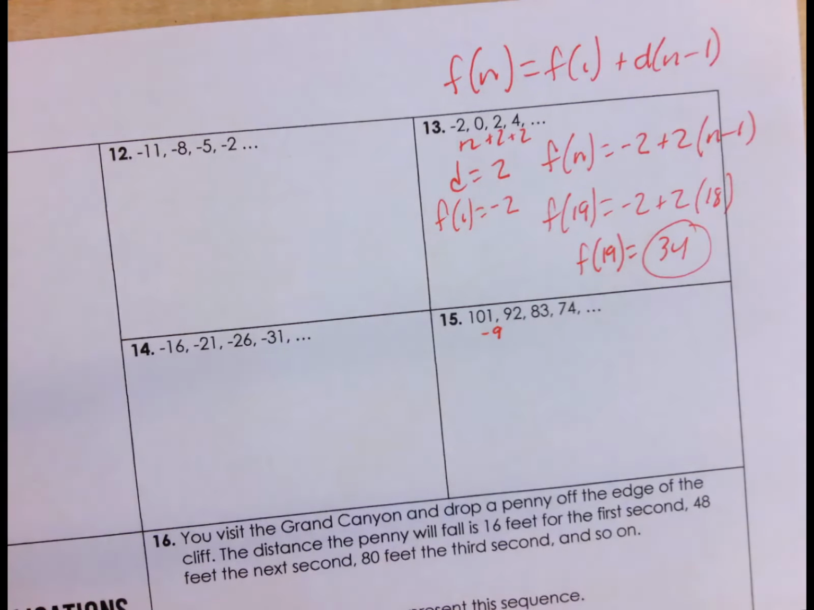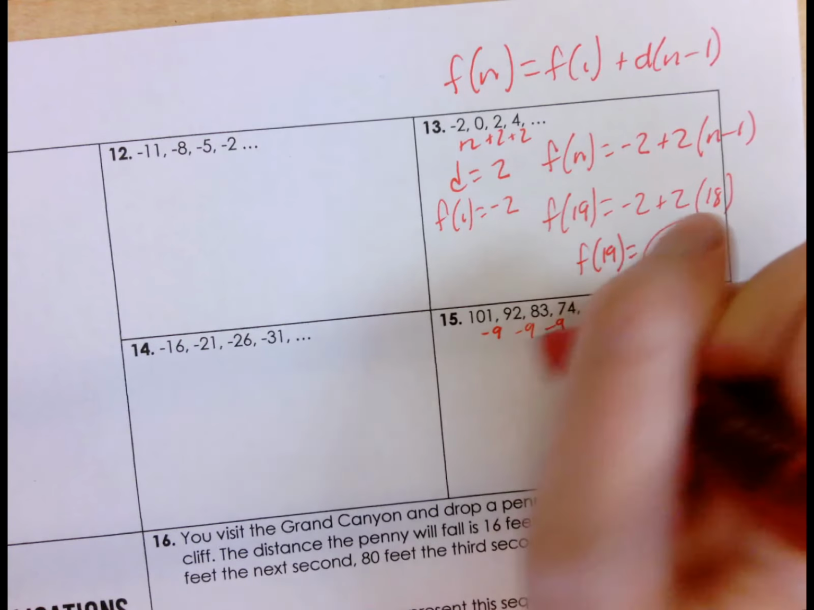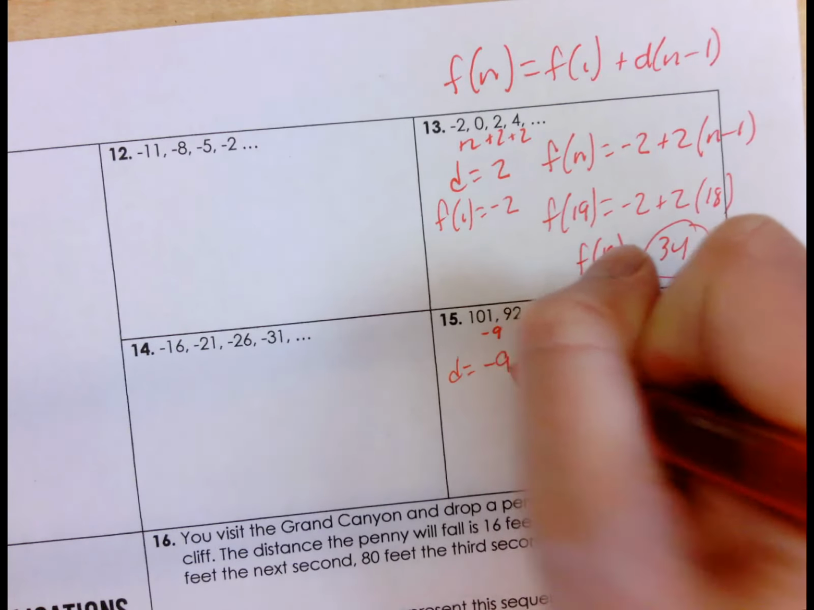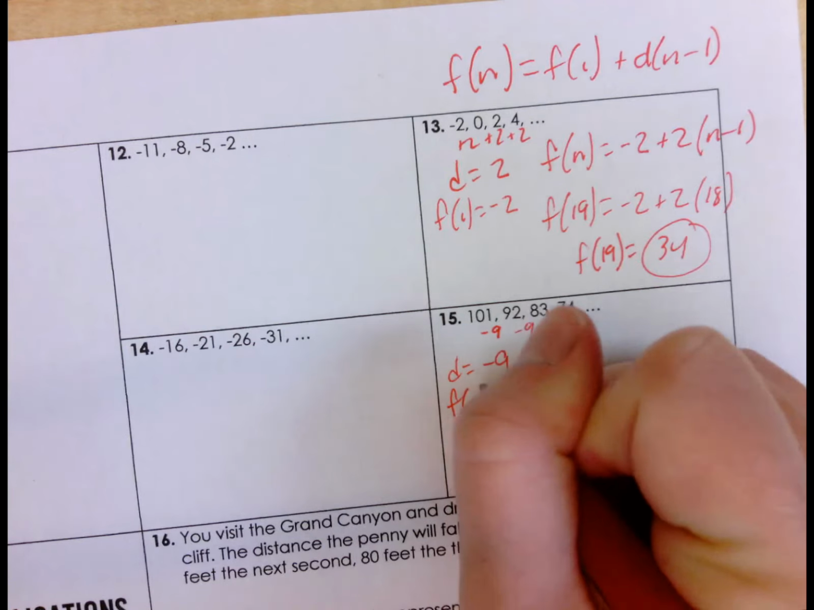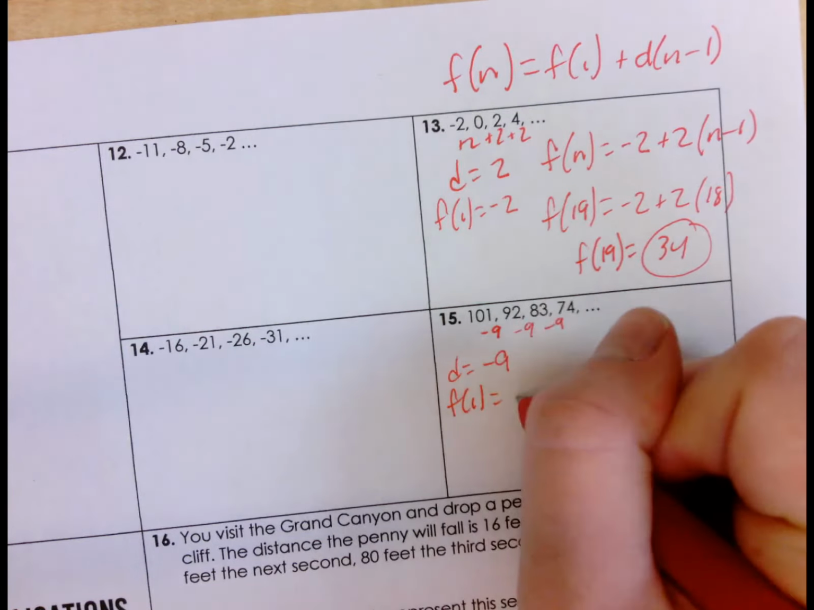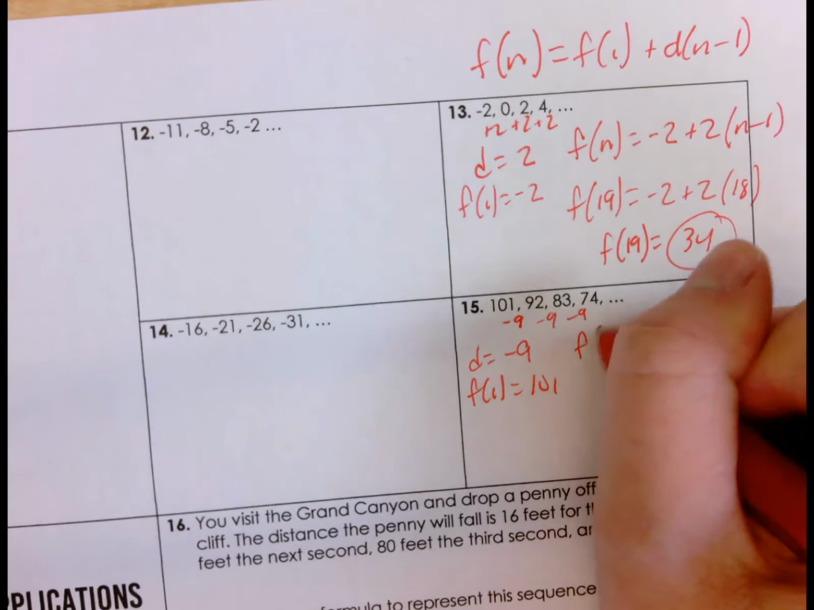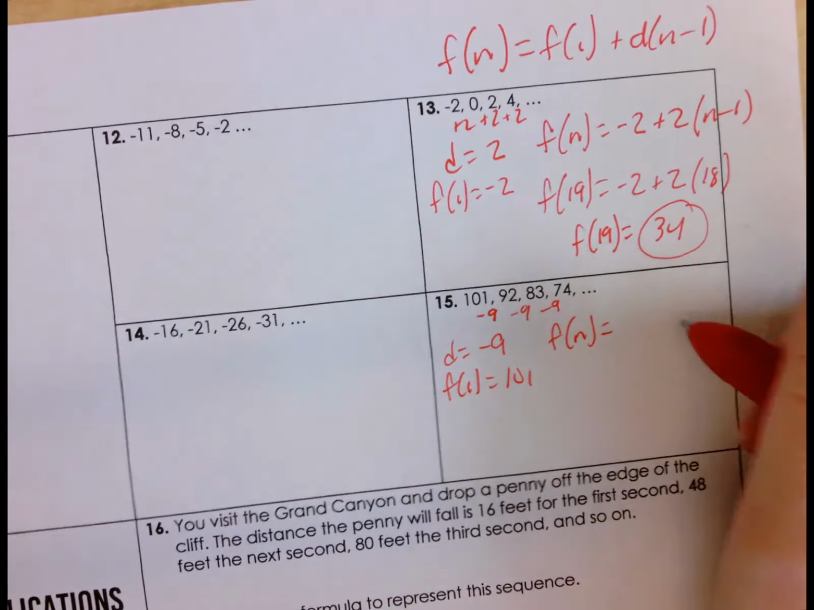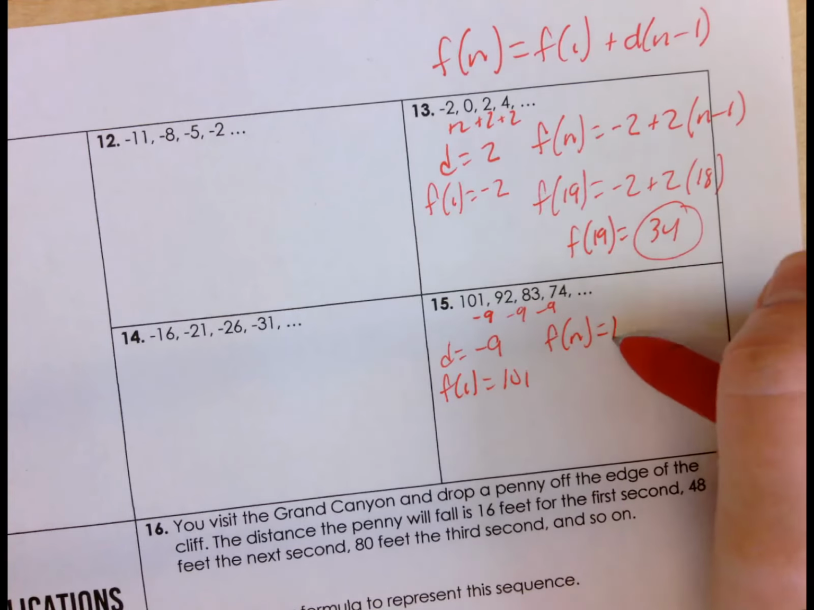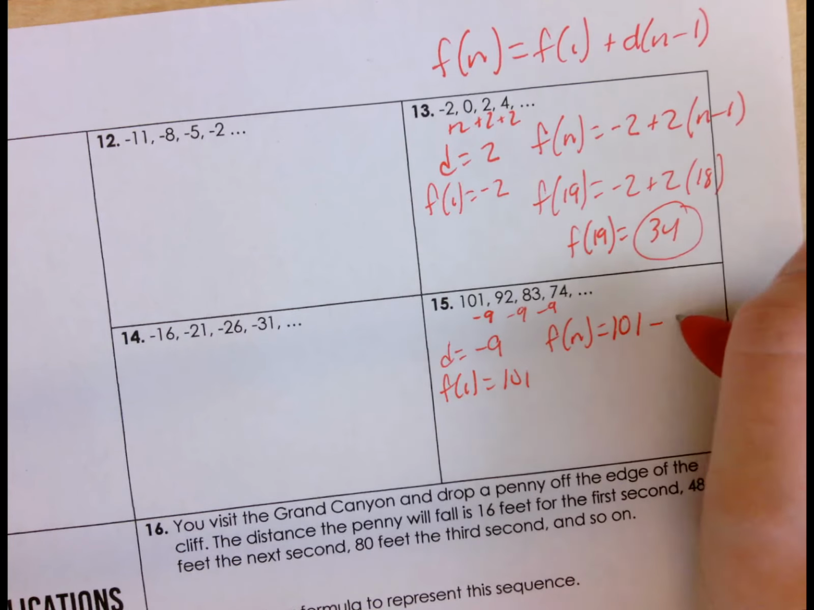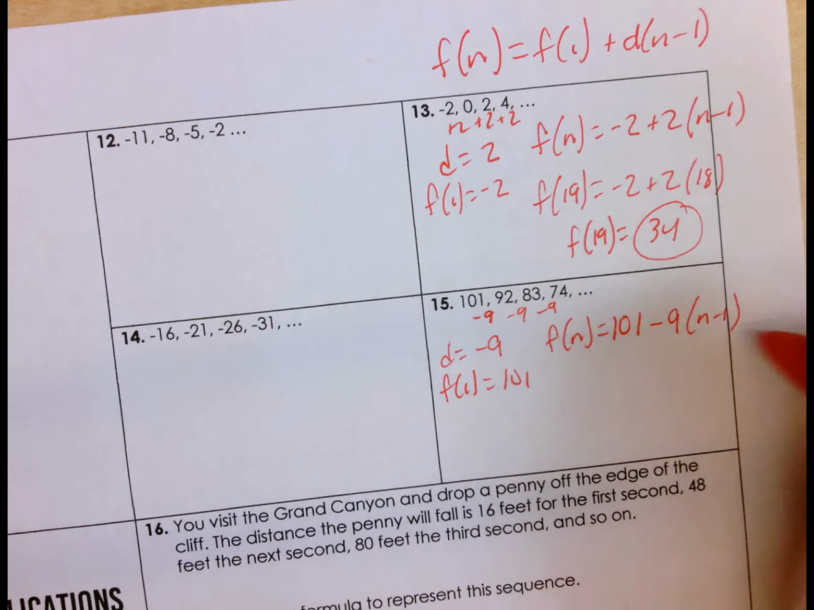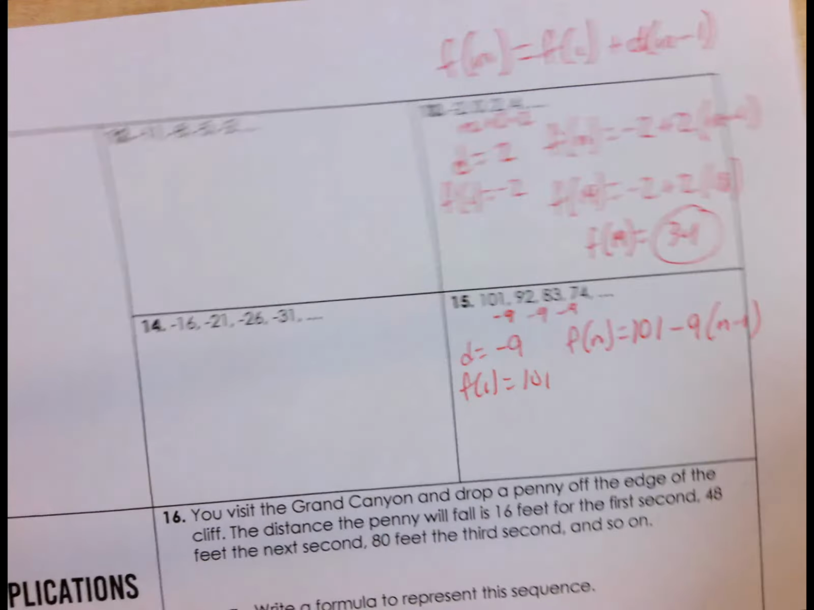All right, so we are going to be, yes, subtracting 9 each time. So our difference here is going to be a negative 9, and the first term is that first number, which is 101. So we plug those values into that equation again. So first term is 101. We have a difference of negative 9. Everything else is the same in the equation.